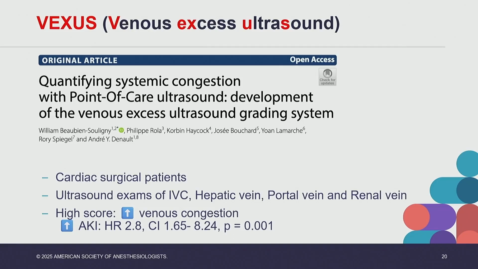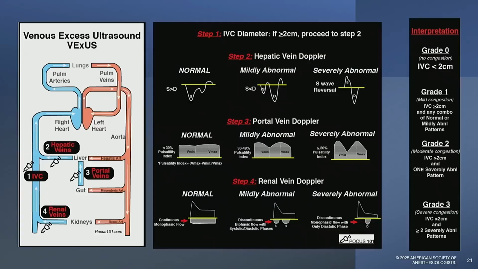The first descriptions were about 5 years ago. It was validated primarily in cardiac surgical patients. The idea that you could look at venous congestion as a predictor of organ dysfunction. So in this case, this score predicted acute kidney injury better than many other aspects of our care. And I'm not going to teach you how to do the VEXUS score. I will say in general, it is a challenging third level ultrasound skill.